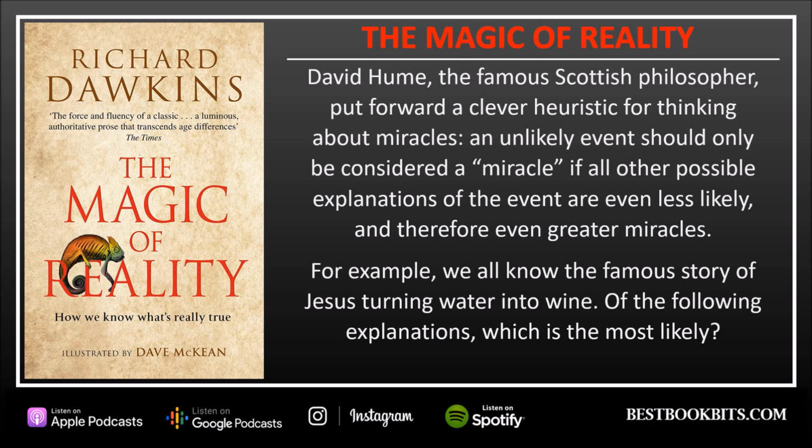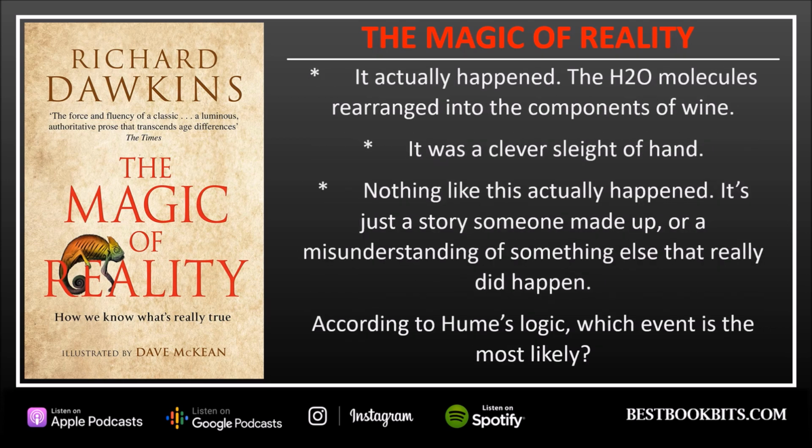David Hume, the famous Scottish philosopher, put forward a clever heuristic for thinking about miracles. An unlikely event should only be considered a miracle if all other possible explanations of the event are less likely and therefore even greater miracles. For example, take the famous story of Jesus turning water into wine. Of the following explanations, which is most likely? It actually happened. The H2O molecules rearranged into the components of wine. It was a clever sleight of hand. Nothing like this actually happened, it's just a story someone made up, or a misunderstanding of something else that actually happened. According to Hume's logic, which event is the most likely?